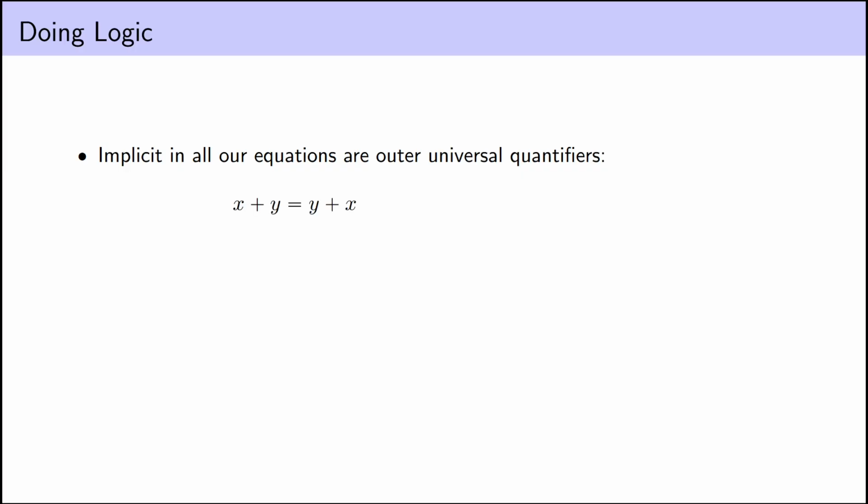But the goal of primitive recursive arithmetic is to not just capture universal equations. We also want to be able to capture some amount of first-order logic, so we can express more complicated mathematical statements. It'll be important to note that all of the variables in our equations are being implicitly universally quantified over. When we prove that x plus y is equal to y plus x, we're saying that this is true for all x and for all y.